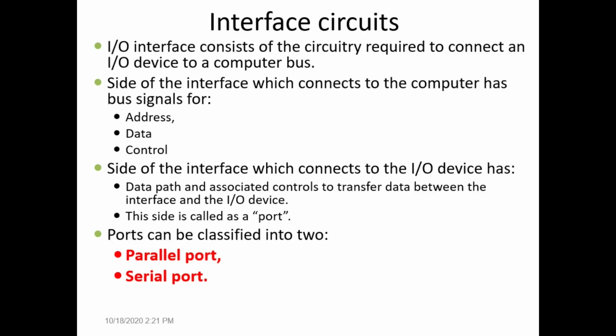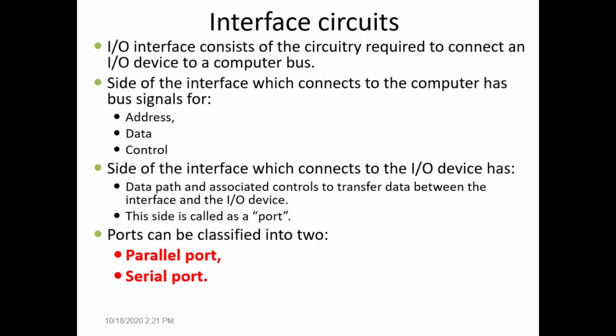So where exactly can we see an interface circuit? For example, if there is a processor here, it is connected to a bus, and the I/O device is connected to a bus, but between the bus and the I/O device there is an interface circuit. So all the data transferred between the processor and I/O devices passes through the interface circuit.